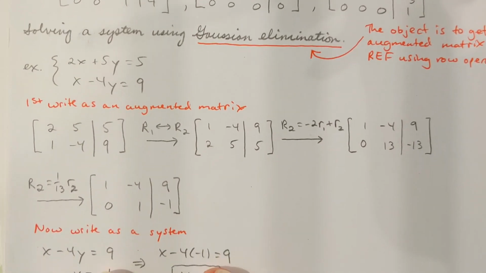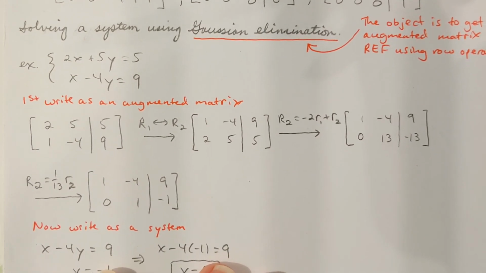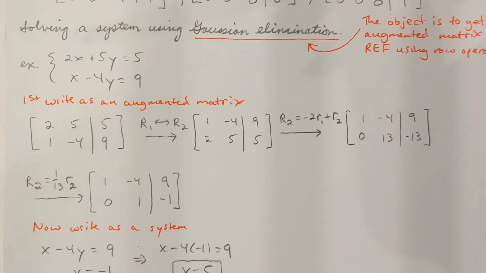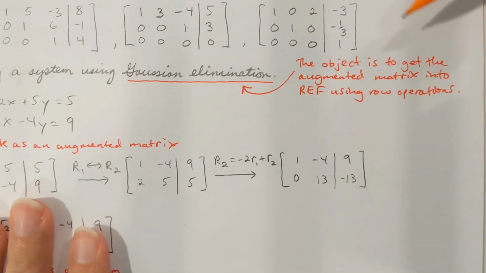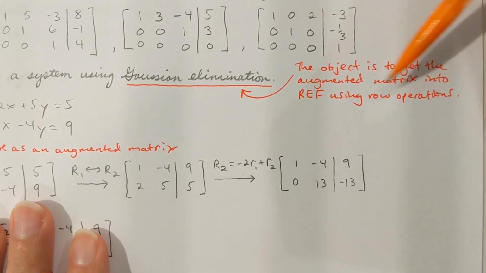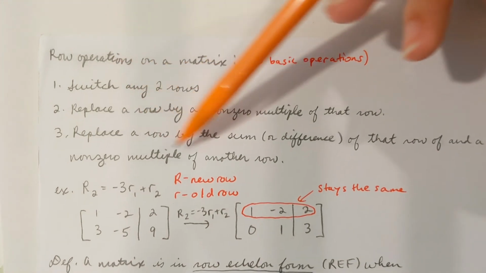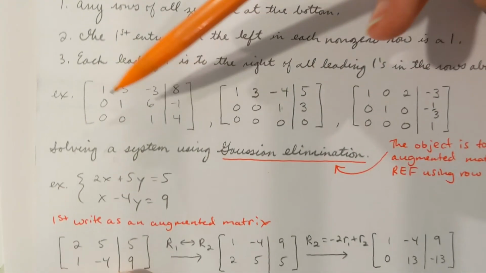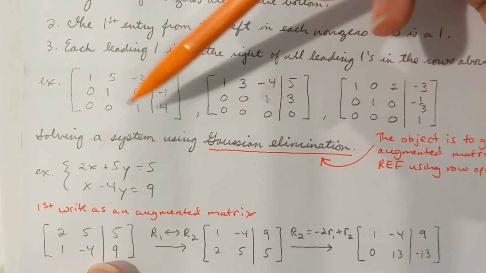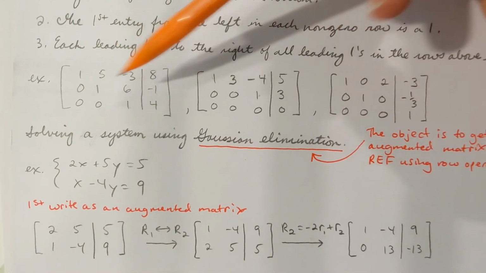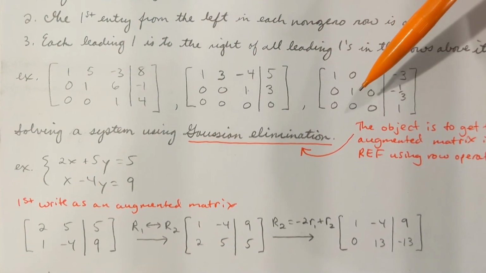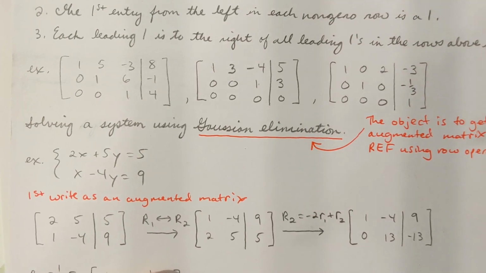Now, when we solve a system using matrices, we're using what's called the Gaussian elimination method, and the object is to get the augmented matrix into row echelon form by using our row operations up here. So again, we're looking for ones down the diagonal and zeros in the lower triangular part, although there are some exceptions. I'm going to stop the video right here.